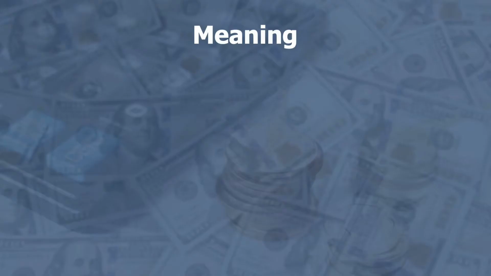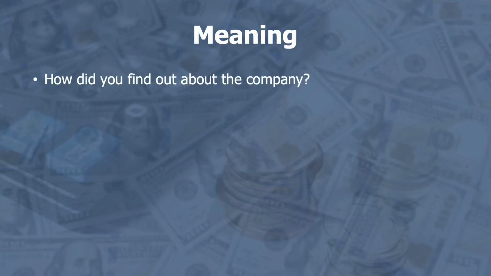So let's look at the first one, which is meaning. For the meaning, we need to see how we found out about the company. The easiest way to do it is to look at companies you're already familiar with, products you buy and services you use and things like that.